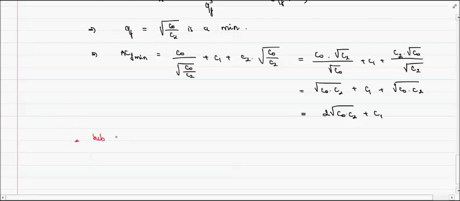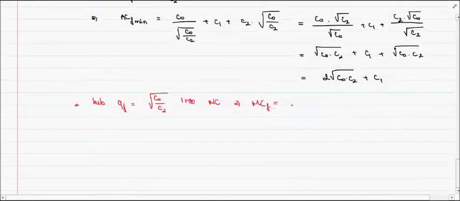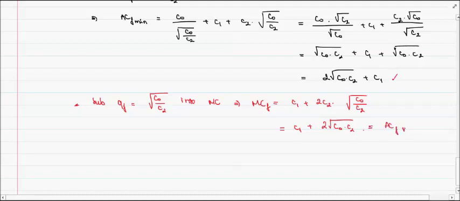Okay, so if I substitute the value of QF equal to square root of C0 on C2 into the marginal cost, then I'll find the marginal cost F is going to be equal to C1 plus 2C2 times QF, which is C0 on C2. And so it's going to give me C1 plus, now C2 on square root of C2 is square root of C2, so this will give me square root of C0 times C2. And as you can see, it's exactly equal to this average cost minimum.